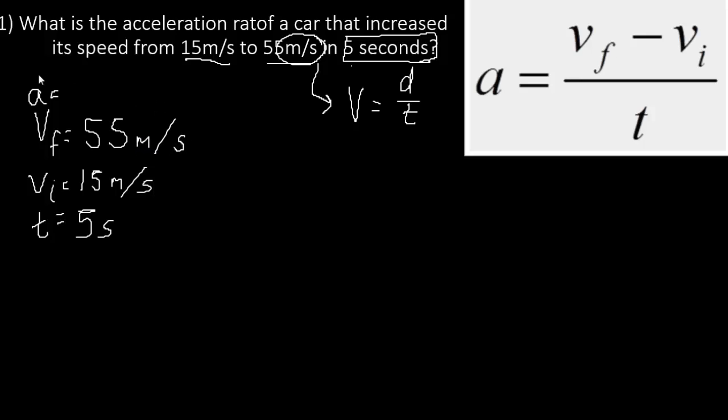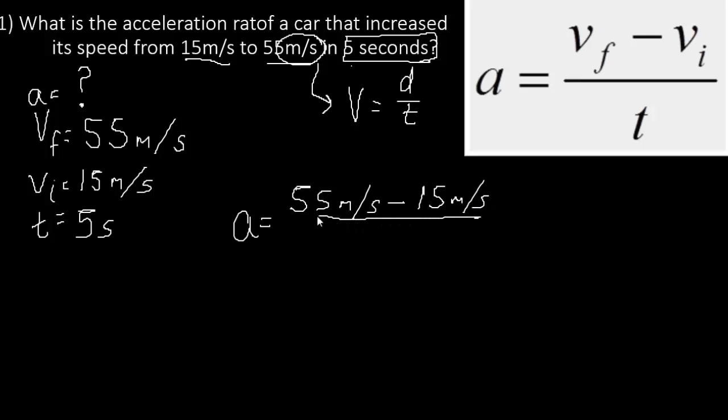The thing that we do not know in this problem is A. We do not know our rate of acceleration, so that's what we're going to be solving for. I'm going to plug everything into our acceleration equation. We have A is equal to VF, which is 55 meters per second, minus VI, which is 15 meters per second, all over time, which is 5 seconds.